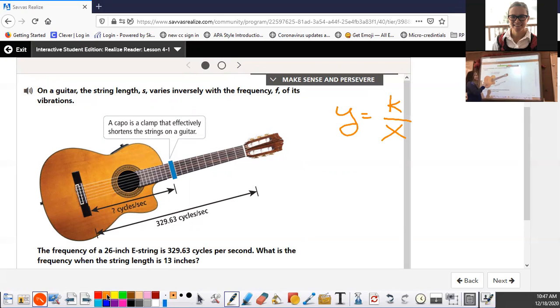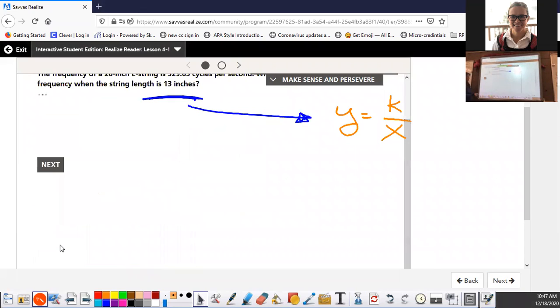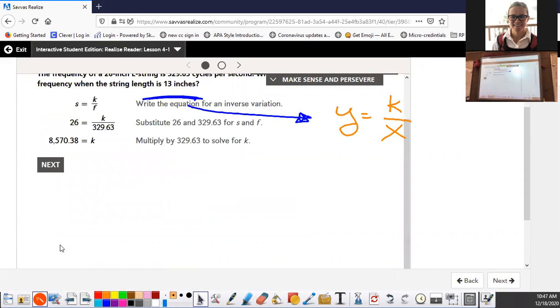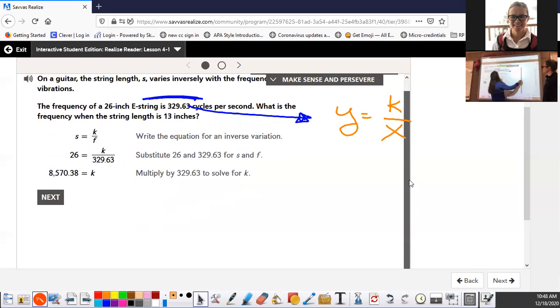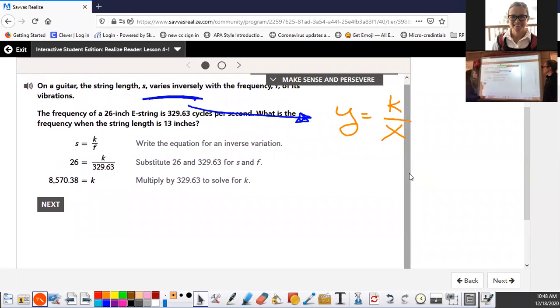So where does the S go and where does the F go? As soon as you see "varies inversely," you bring up this generic thing, and then they're going to help us fill this in. So write that equation out. S varies inversely with F. So S goes here.